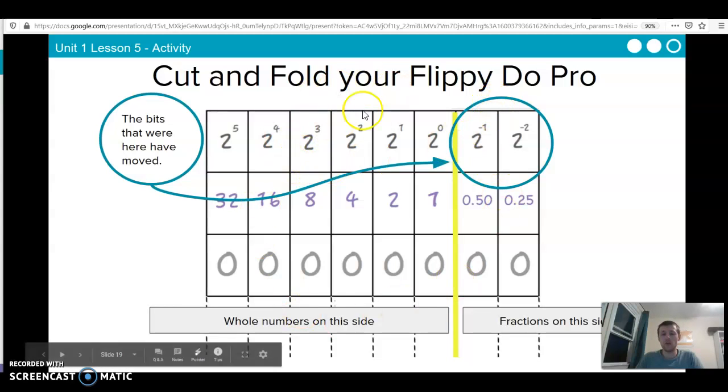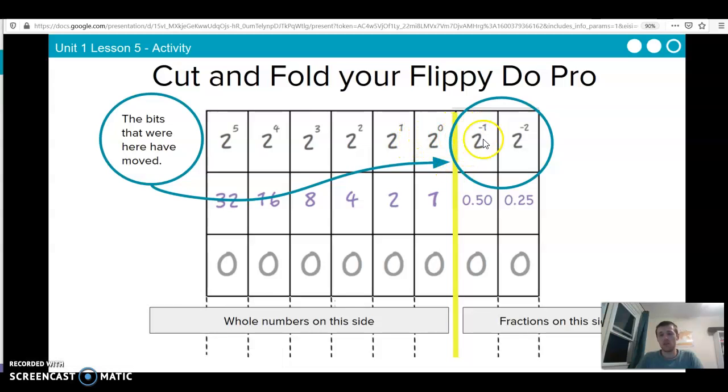You can take a regular flippy-do, and you can decide to use a part of it for numbers smaller than 1, so fractions. So in this case, we use 2 of the last spots to represent 2 to the negative 1 and negative 2. You could have done the same thing, but started at negative 3 or negative 4, and you'd have a flippy-do that's able to do some kinds of fractions. In this case, this is very limited. Think about it. What can we represent here?